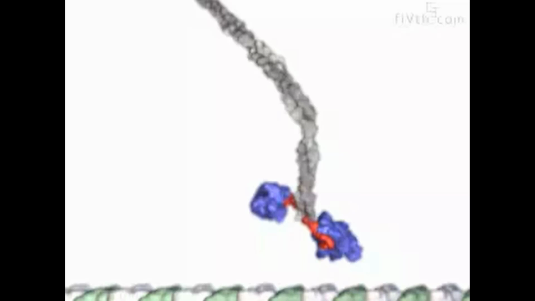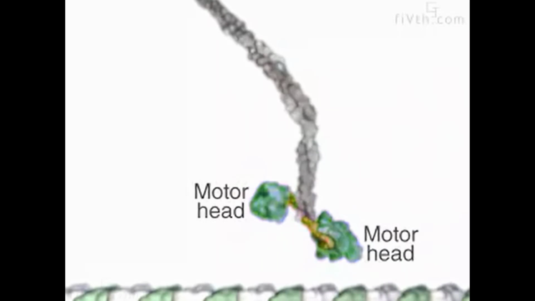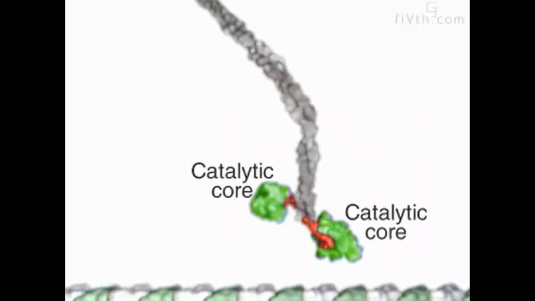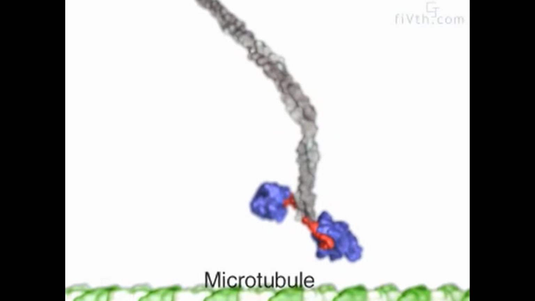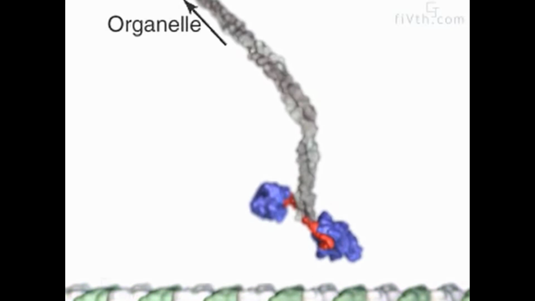Motor protein kinesin is a dimer with two identical motor heads. Each head consists of a catalytic core and a neck linker. In the cell, kinesins pull organelles along microtubule tracts. The organelle attaches to the other end of the long coiled coil that holds the two motor heads together. The organelle is not shown here.